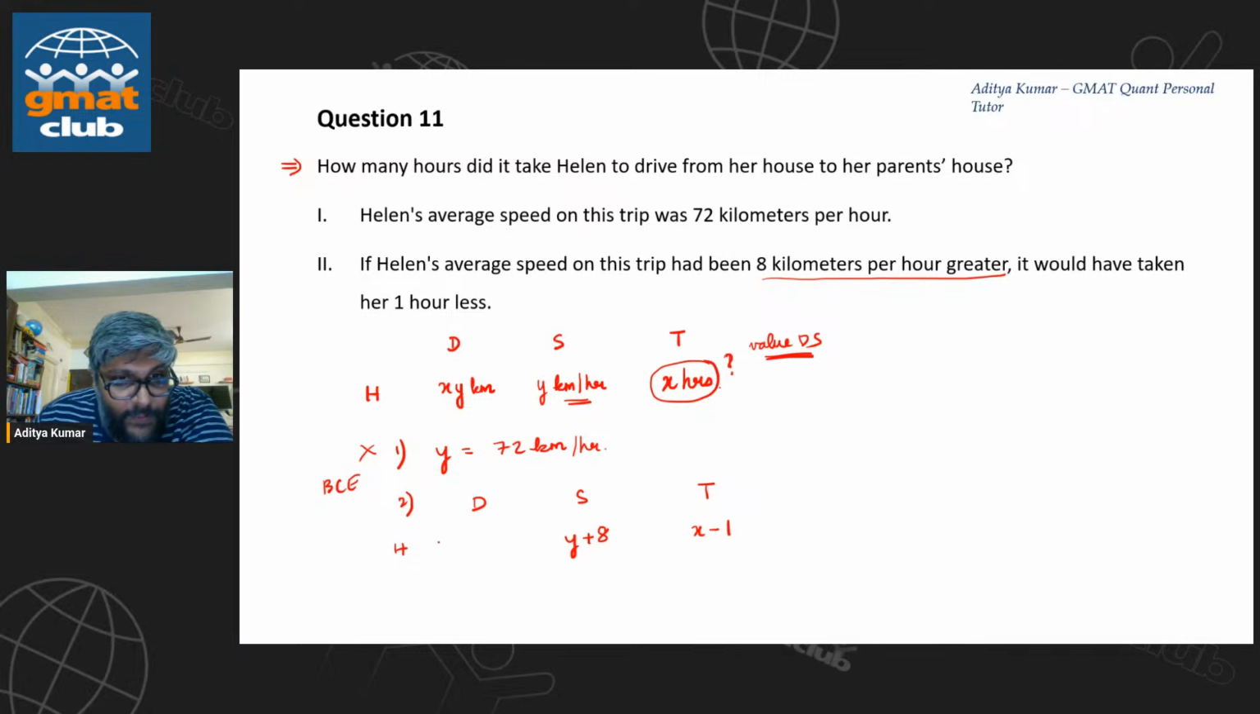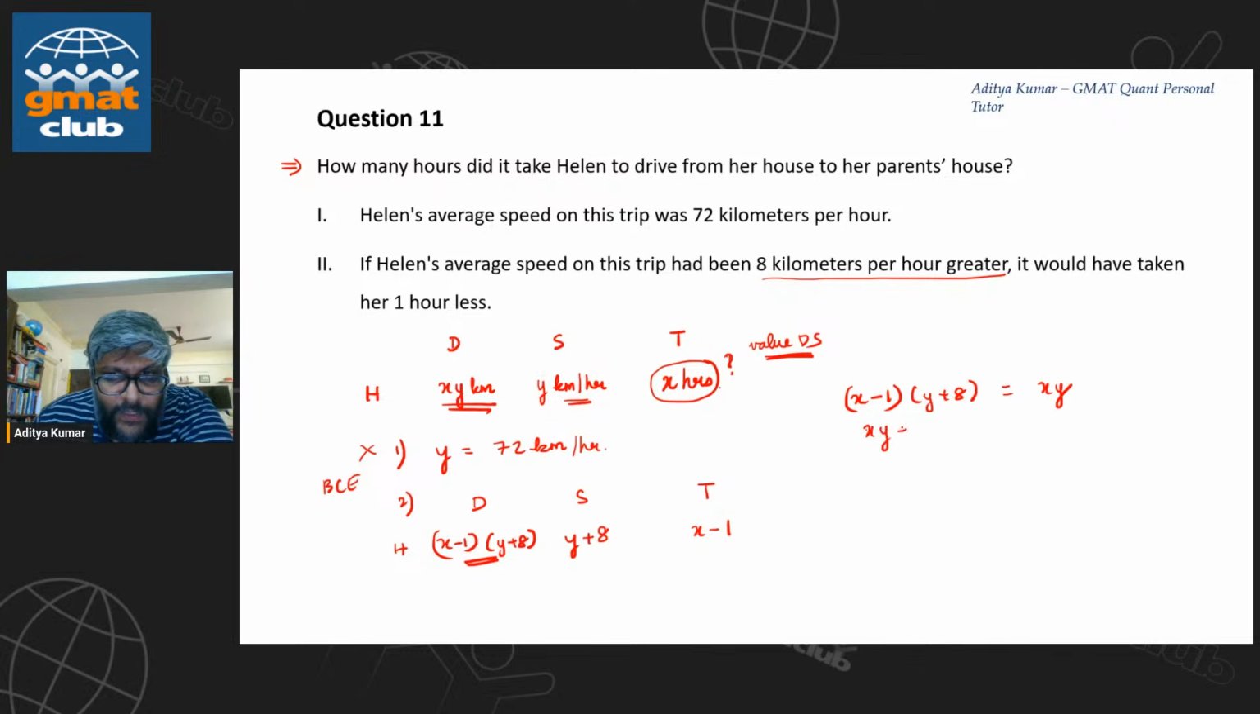And that distance will be now what? X minus 1 into y plus 8. And I know the distances are the same, right? The distance that she's traveling from her house to her parents' house has to be the same in each case. So the equation that I have is x minus 1 into y plus 8 is equal to xy. Try to work with it. Remember, I need to solve for x.